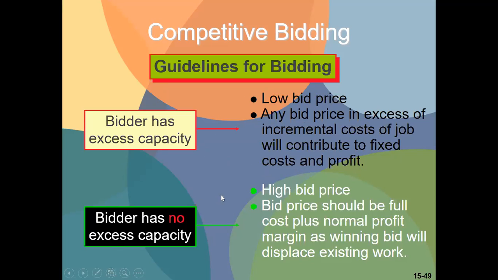Whereas if there's no excess capacity, the highest bid price or the high bid price should be there, and the bid price should be full cost plus normal profit margin as winning bid, so that we would be able to really get the profit that is needed and the price that is needed, which is the highest. And that will displace existing work.